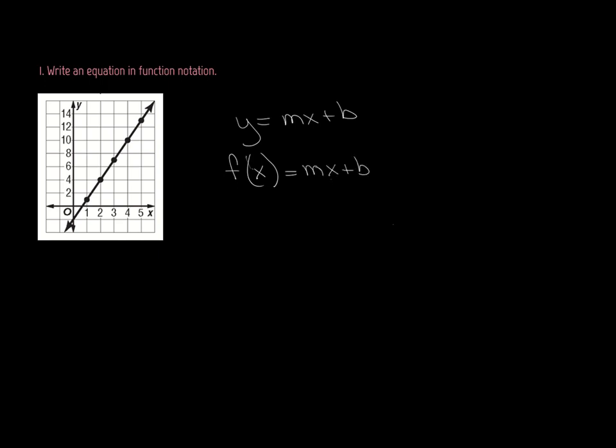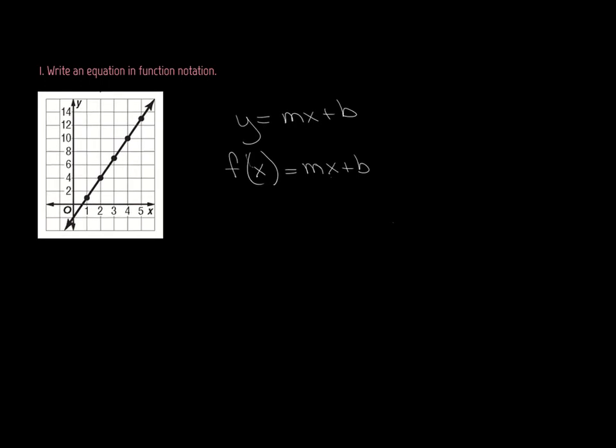So in this case, we need to know our y-intercept. And right here, it looks like our y-intercept is at -1. But if you look at what I'm counting by, 2, 4, 6, 8, 10, actually that y-intercept is at -2.